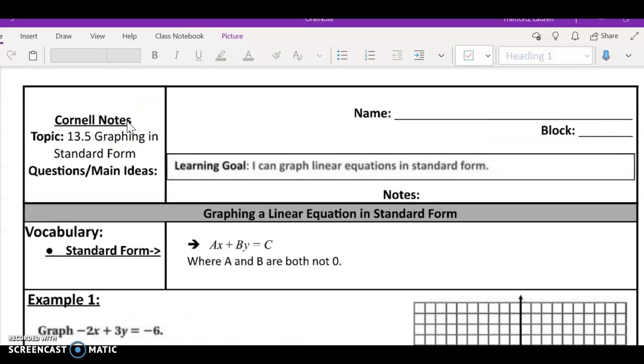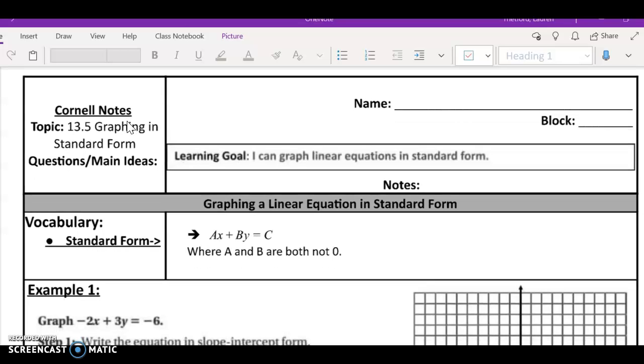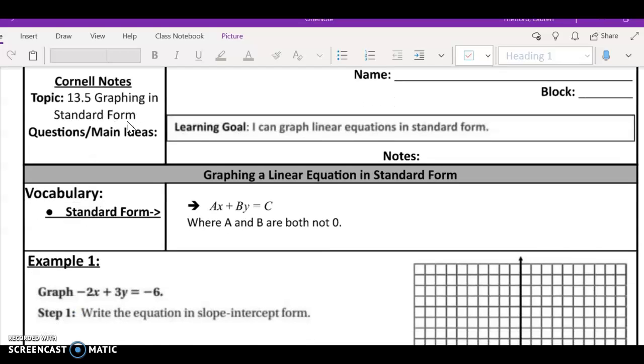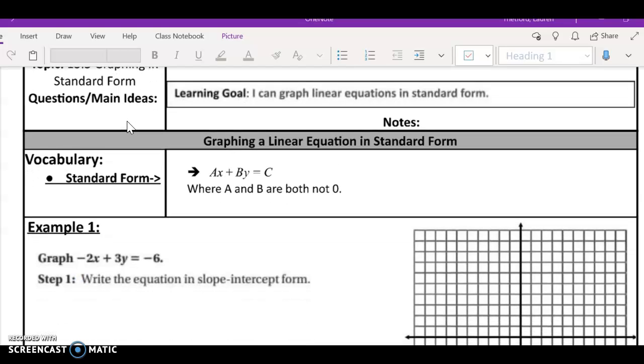All right, so we are starting 13.5, which is graphing in standard form. The learning goal: I can graph linear equations in standard form. So our vocab is standard form. How many times can I say that?